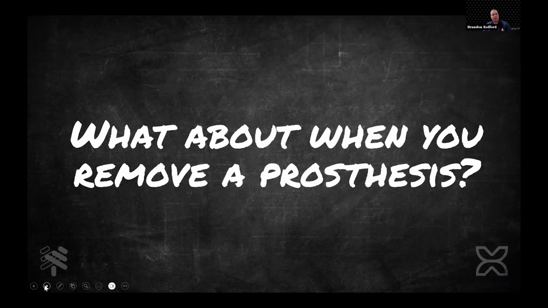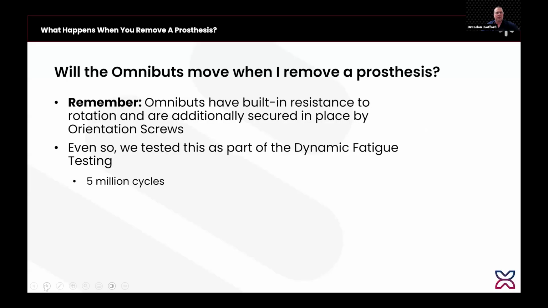All right, but what about when you remove a prosthesis? Certainly all of us clinicians know that with a prosthetic screw, something's going to loosen. Well, the reality is we just don't see that. We tested these abutments at 5 million cycles, 325 newtons.